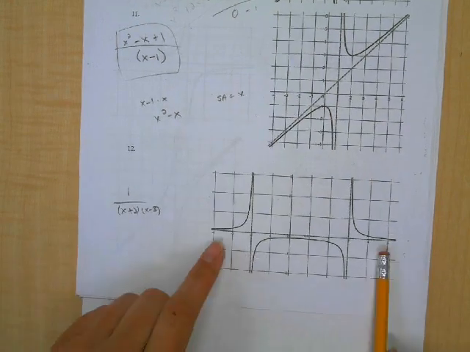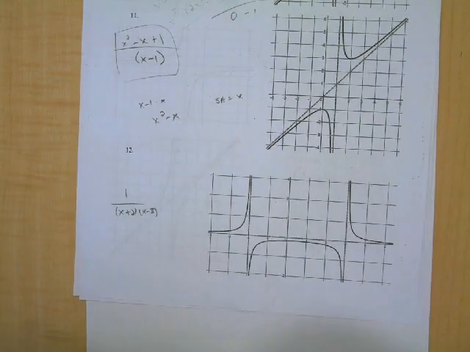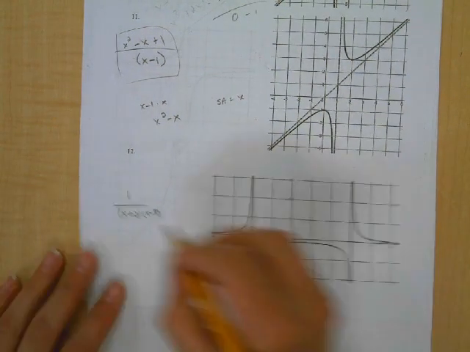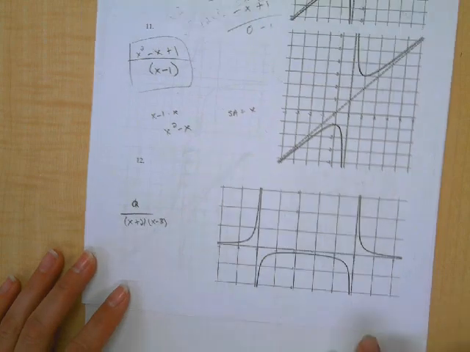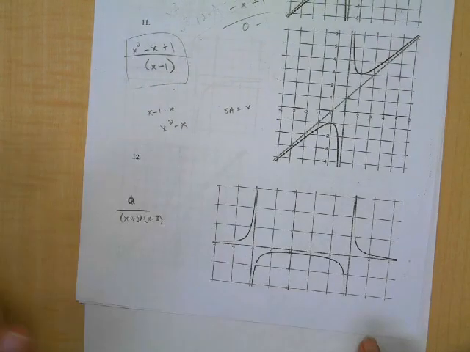This has a horizontal asymptote at 0. But I don't have any roots. It never crosses the x-axis. This might be a stupid question, but how do we know what number is on top if there aren't any? So you can put an A here, pick a point off of your graph, and then plug it in for x and y and solve for A.